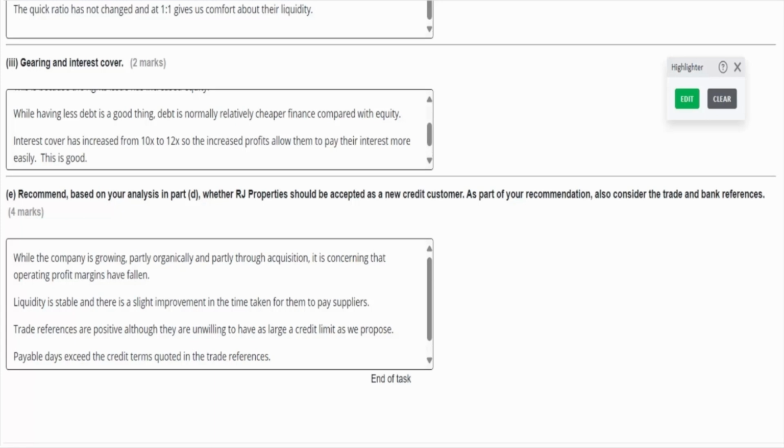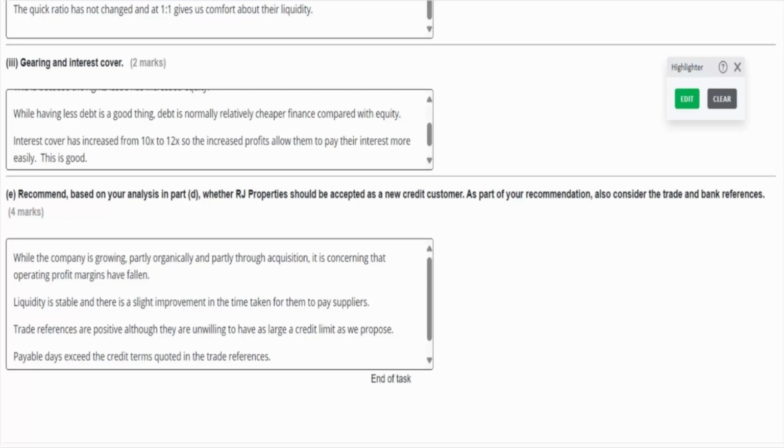We also know that trade references are positive, although again we need to note that they aren't willing to lend RJ Properties as much as we're planning to lend. So you know that we were offering 250,000 credit terms, whereas one of the trade references was only willing to lend 150 and the other 200,000.